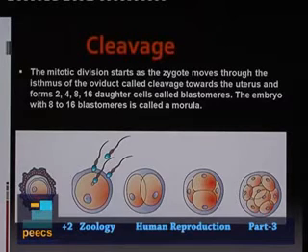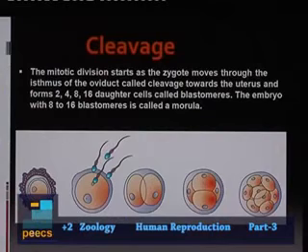Now we are moving to our next topic, that is cleavage. What is cleavage? Cleavage is a process of mitotic divisions that are happening within the zygote. So after the formation of a zygote, there will be repeated mitotic divisions happening within the zygote. You can see that the zygote is a single cell.